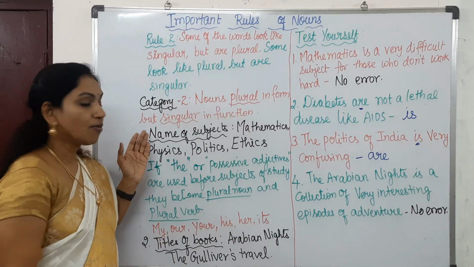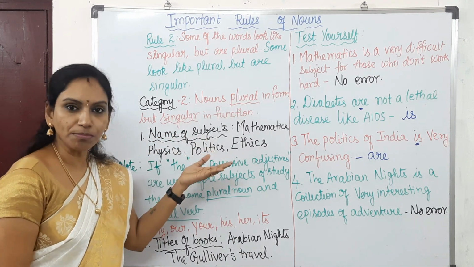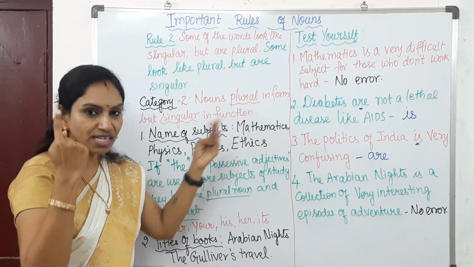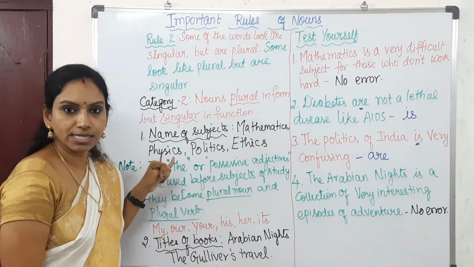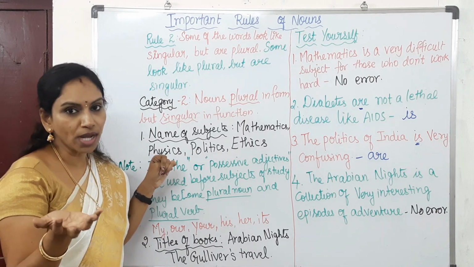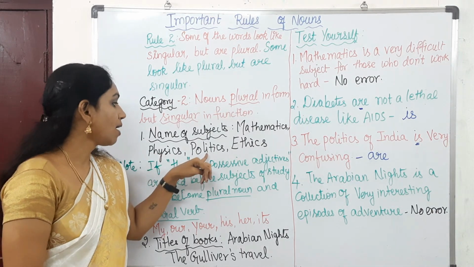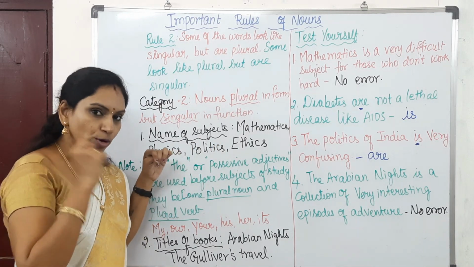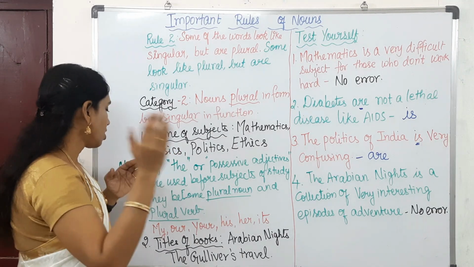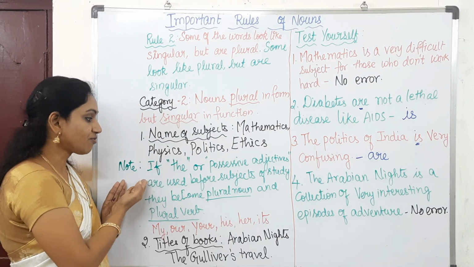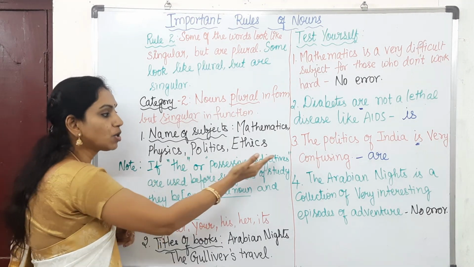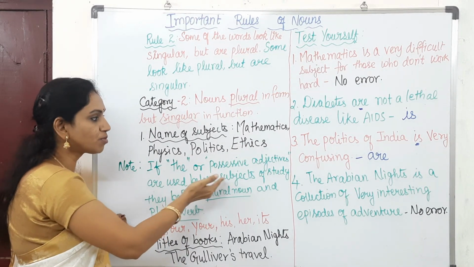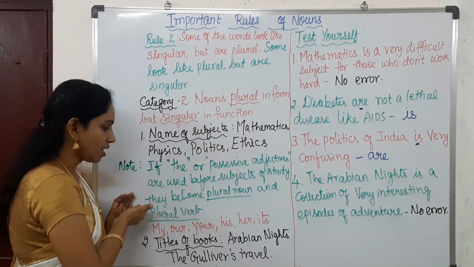Let's see. The first example is names of subjects. If you see mathematics, it seems to be plural, but mathematics is a single subject. Physics seems to be plural, but it is a single subject. Politics, ethics, civics, all these are singular only, but they look like plural. Okay, but there's a note here. If the or possessive adjectives are used before these subjects of study, they become plural.